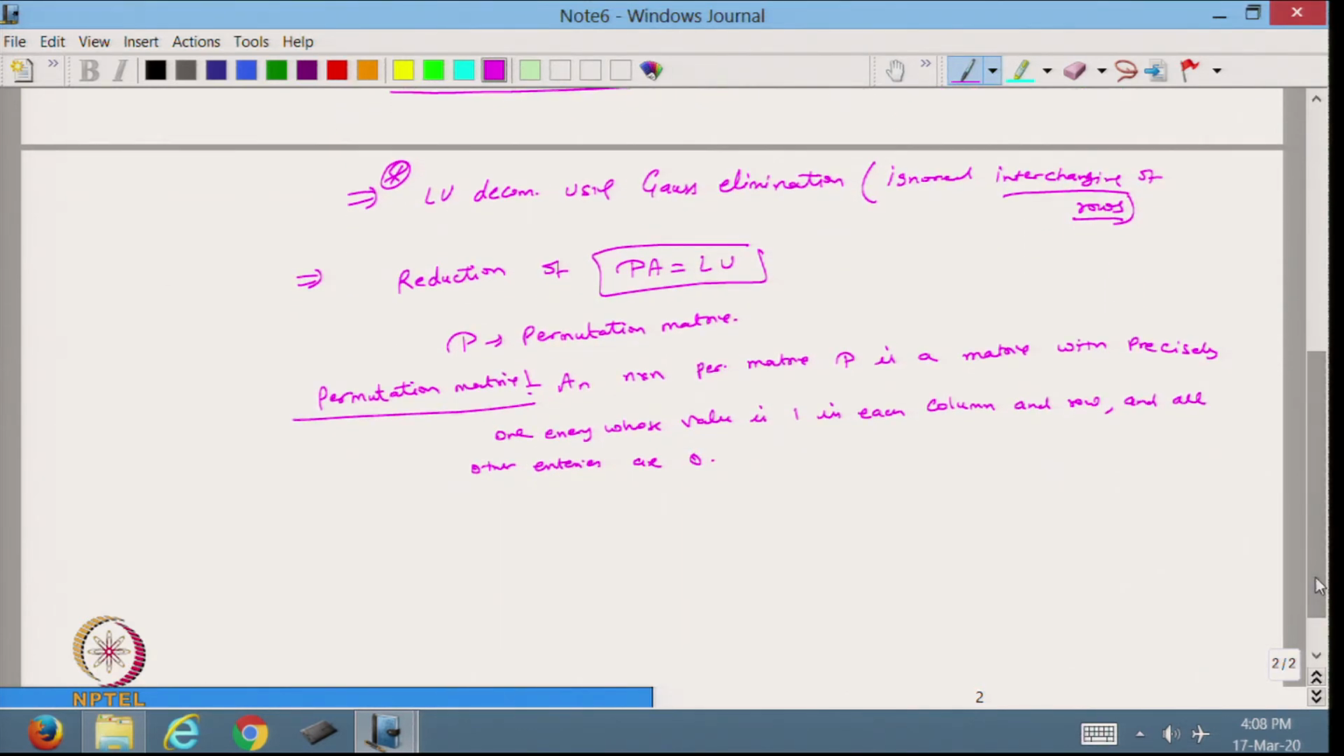For example, suppose I define P as the matrix 0 0 1 0; 1 0 0 0; 0 1 0 0; 0 0 0 1. I have taken a 4 by 4 matrix. That is a permutation matrix, with only one element in each row and each column.